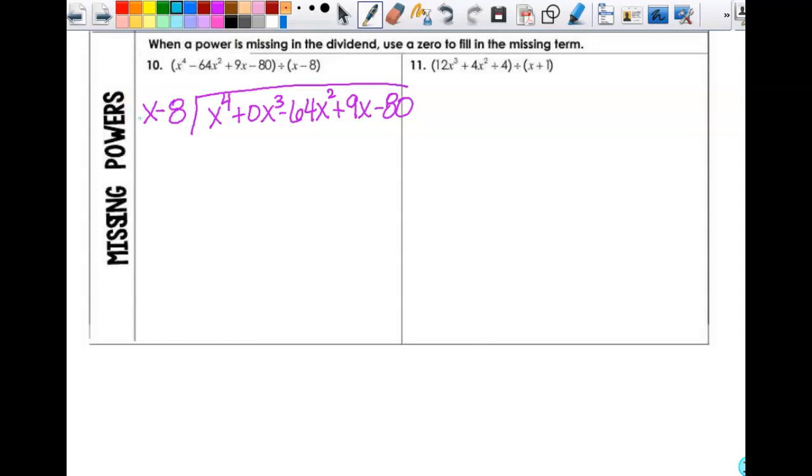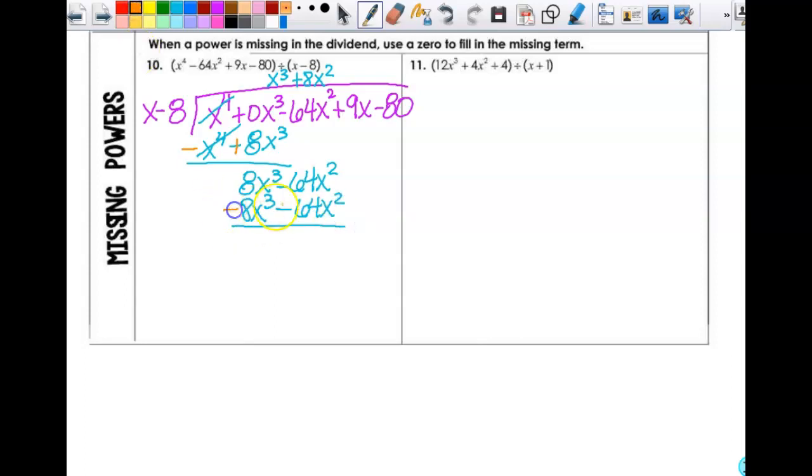All right, we're going to take x into x to the 4th. That is x cubed. I put it underneath my little placeholder term. So that gives me x to the 4th minus 8x cubed. Change my signs. Those zero out. And I get 8x cubed here. Bring down my negative 64x squared. 8 goes into 8x cubed a positive 8x squared times. So 8x cubed minus 64x squared.